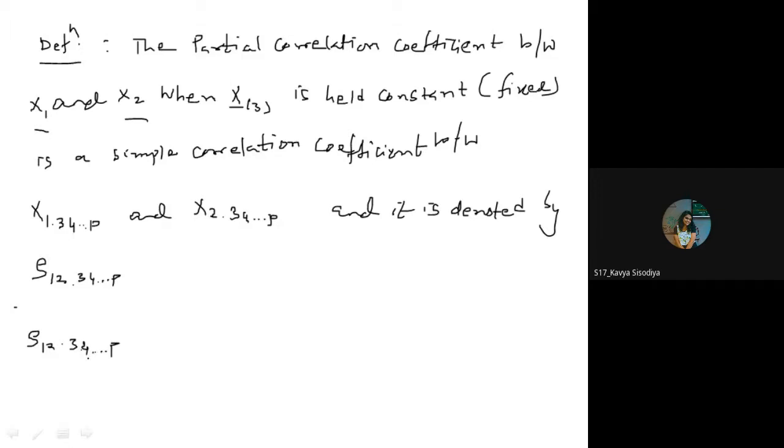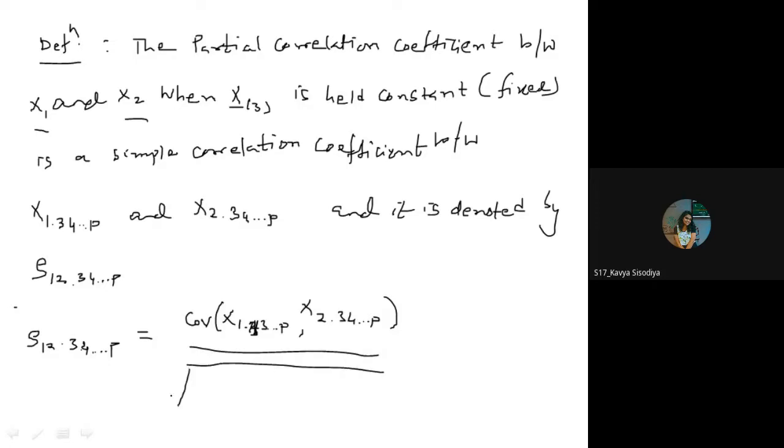This dot comes in the center, and the other dot is written below so that the two dots do not get mixed up. It is nothing but the simple correlation. So the correlation is nothing but the covariance between the residual of x1 on x2, x3 up to xp, and the residual of x2 on x3 up to xp, that is x2 dot 3, 4 up to p, divided by the corresponding standard deviation.